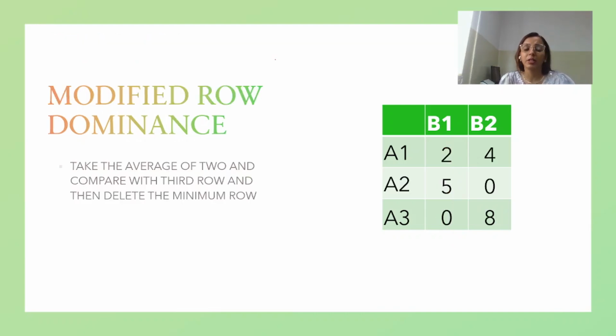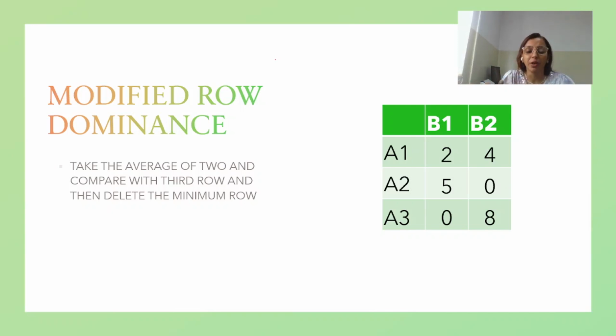Now coming up to the third category, that we have discussed, modified row dominance. Sometimes we are not able to find exactly one row that dominates the other row. Right? We are not able to find the minimum element of each row. Then we use the concept of modified dominance. That means we take the average of two rows and then compare with the third row and delete the minimum row.